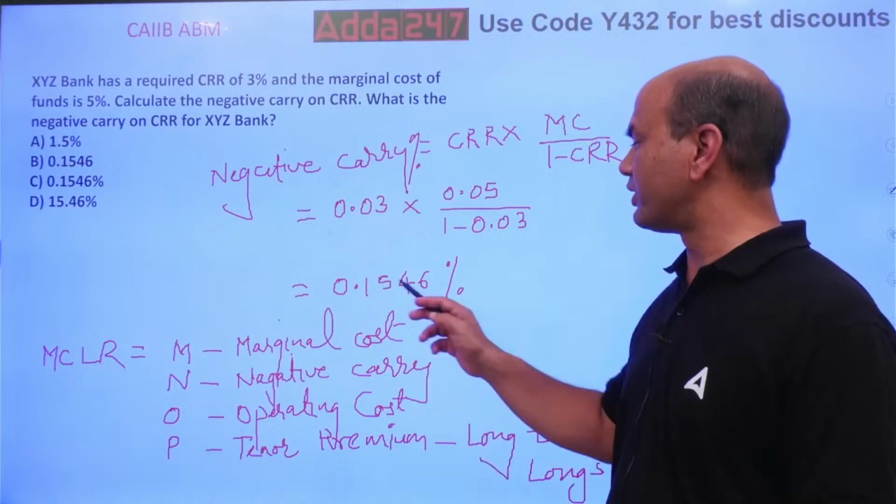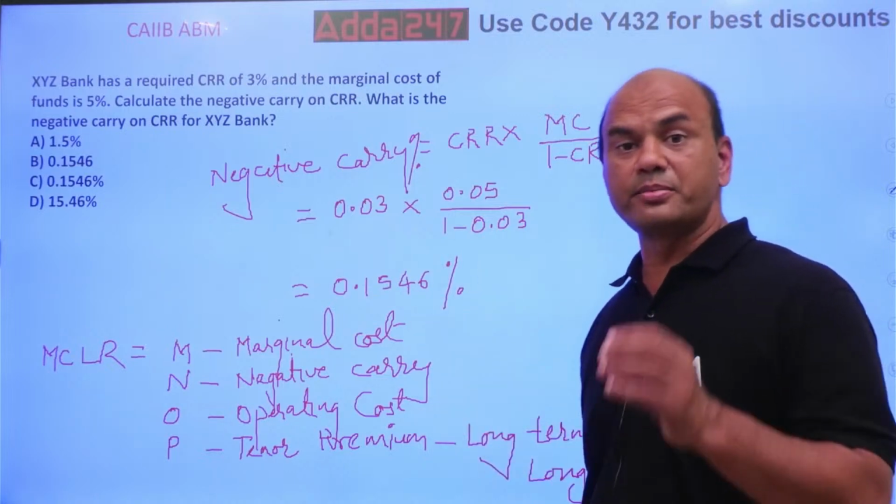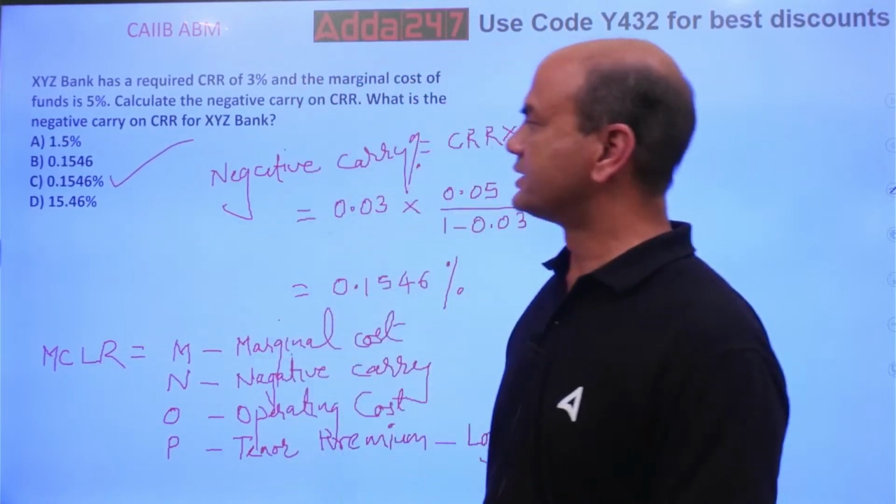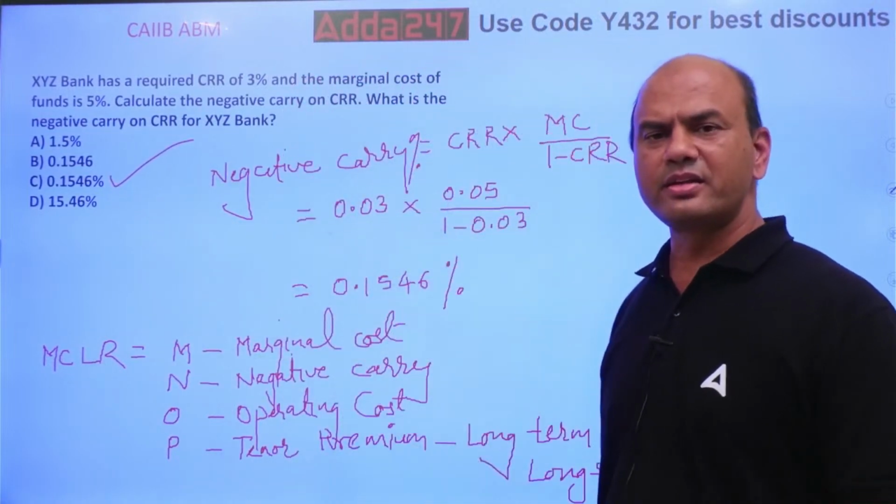Okay, it is 0.1546, that is the percentage. So the answer is C. Now what is this negative carry?